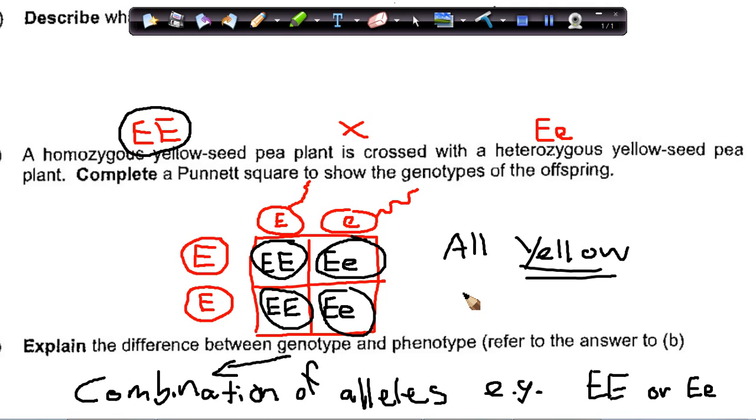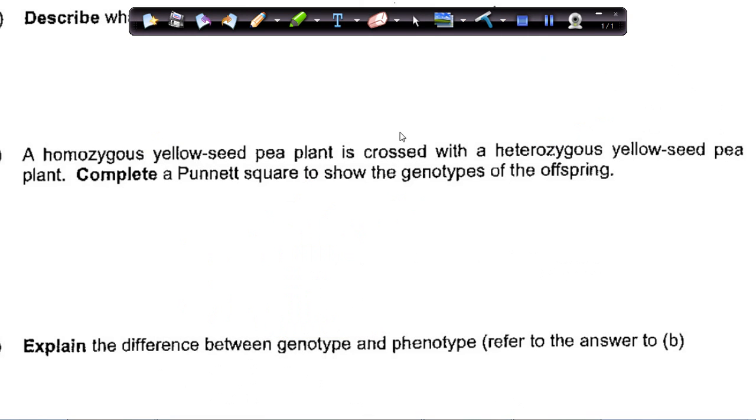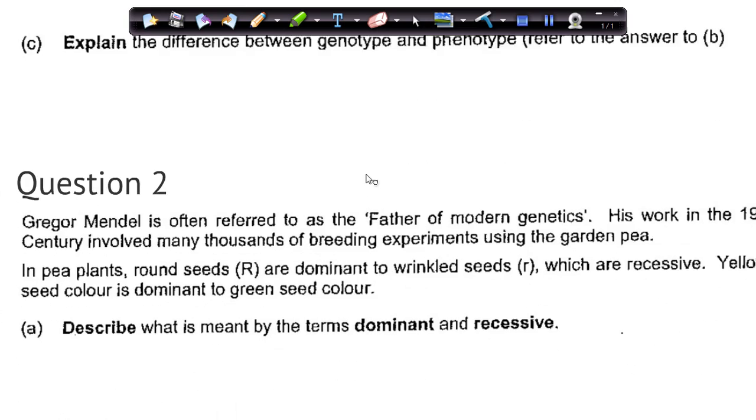The phenotype is the characteristic that actually results. So even though these guys have a different genotype, they're both yellow. So they both have the same phenotype. Alright, I'm going to wipe that and we'll go on to the next question. Question 2.